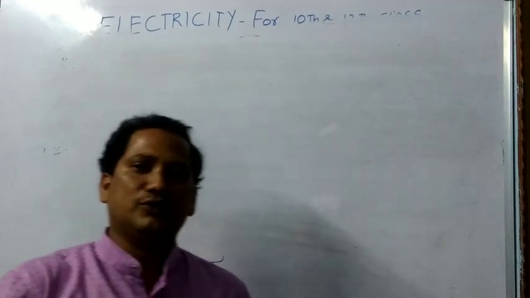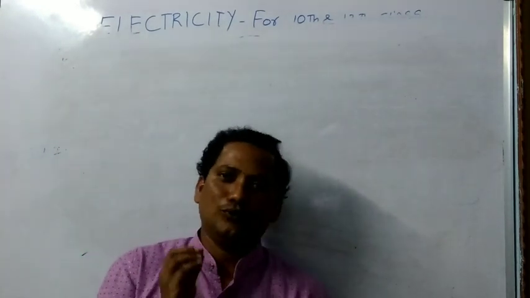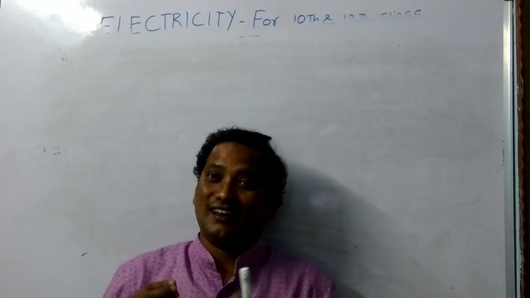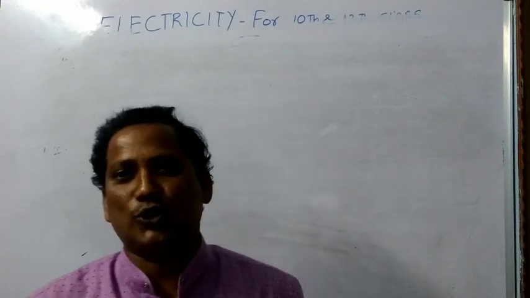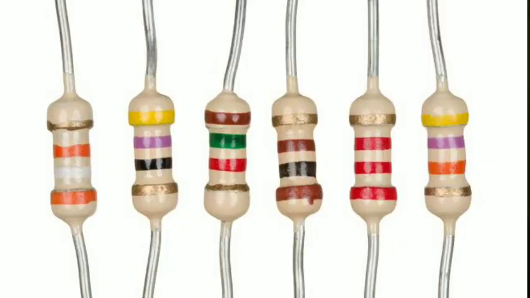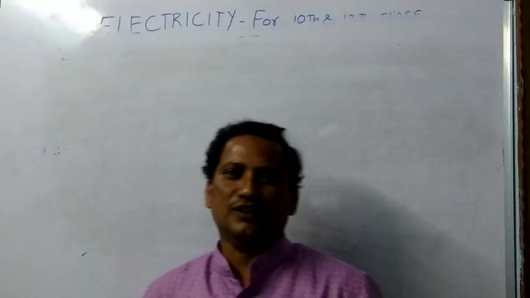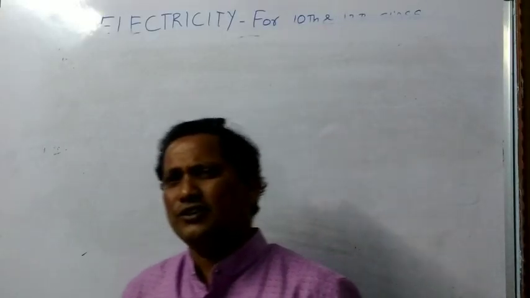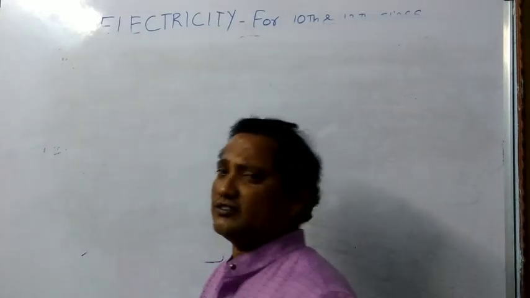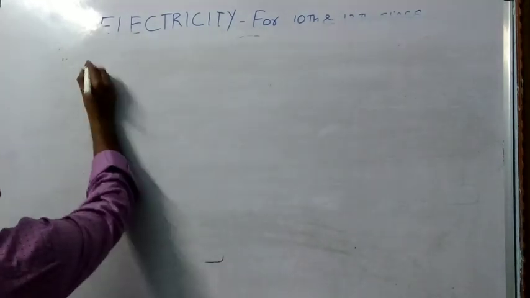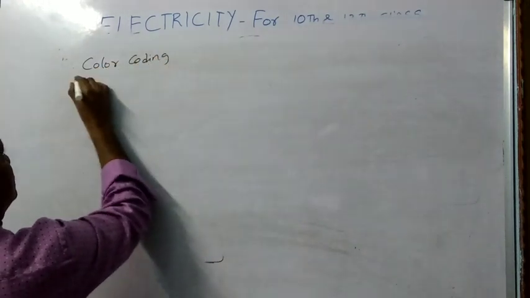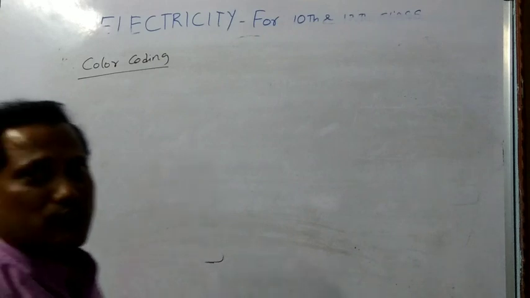One thing before closing this topic: you have to know how you can determine the resistance of a resistor. That is by using the color coding method. Generally, this is used from the plus 2 point of view, that is for 12th class students. For 10th class students, it is not in the syllabus, I think, even though you have to know that. So that is color coding.